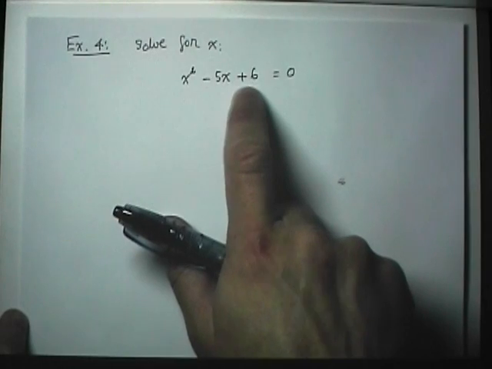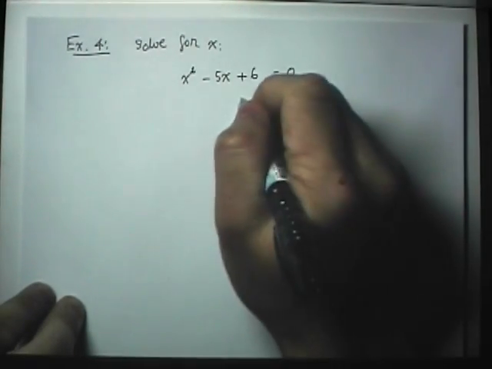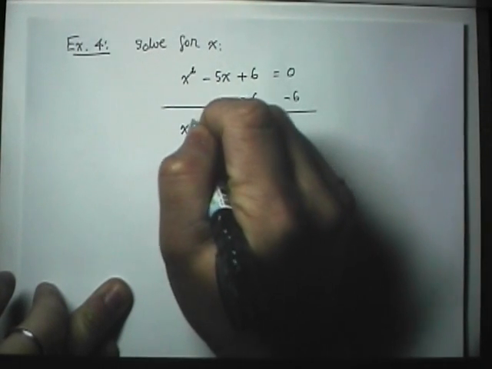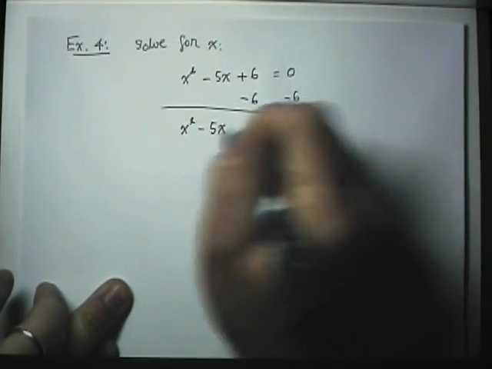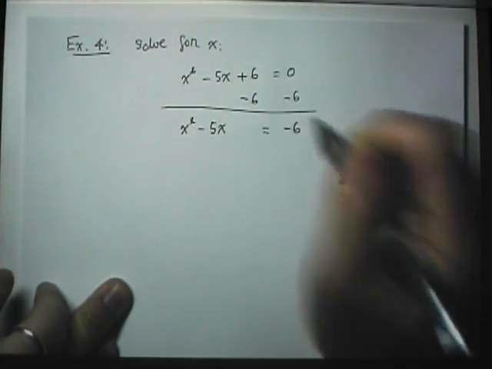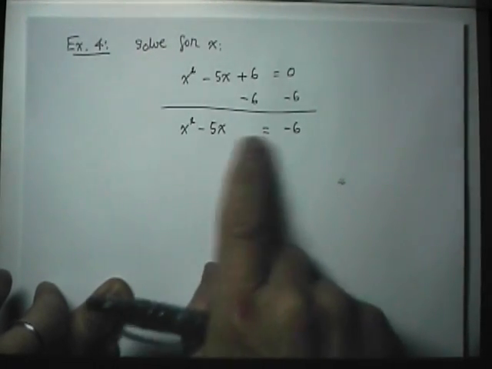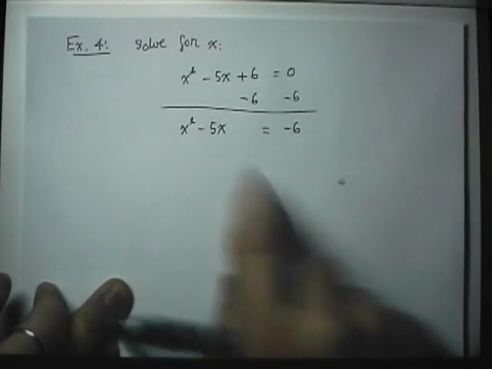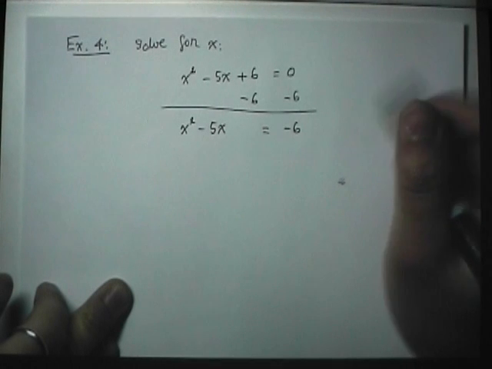There's the plus 6 right here. So I need to subtract 6 from both sides, and that gets me x squared minus 5x equals negative 6. And at this point, I am completely ready for the complete the square method.